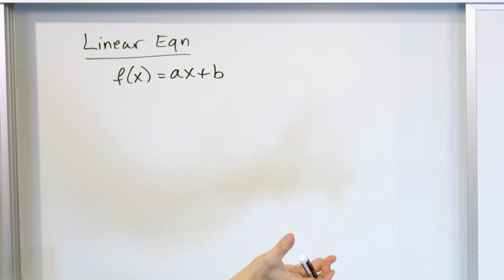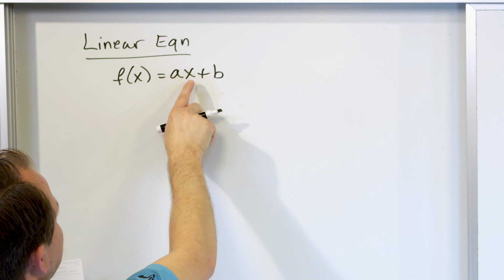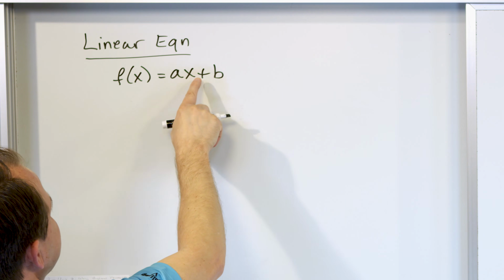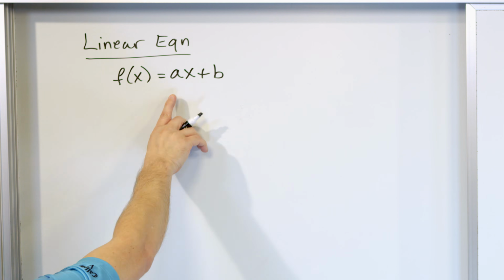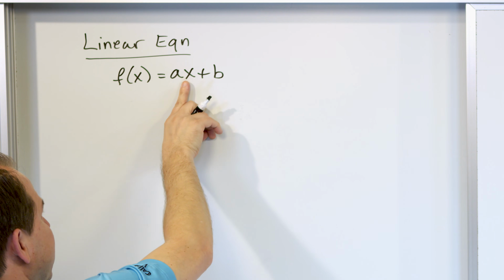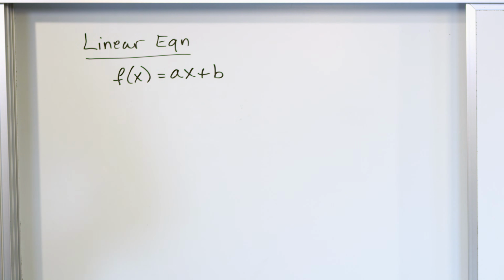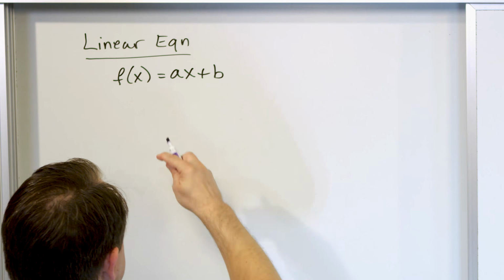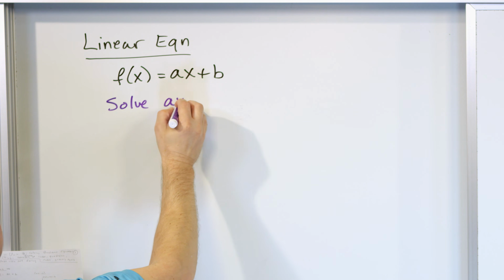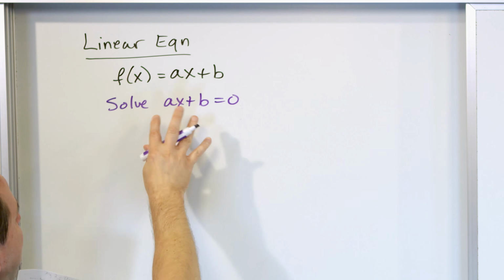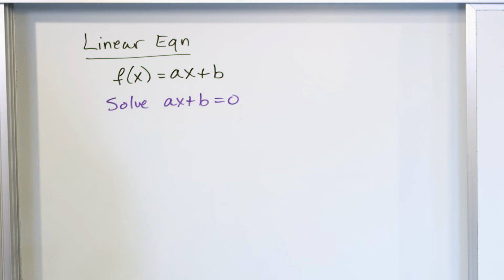Now, a and b can be numbers, any number. So it could be 2x plus 3, 3x minus 5, and so on. And you can think of this as the slope, whatever is in front of the x, and this is the y-intercept. And the way that we find the roots of this guy is we solve the equation ax plus b, whatever it is, equals 0. We know how to solve for x. We move b over, we divide by a.